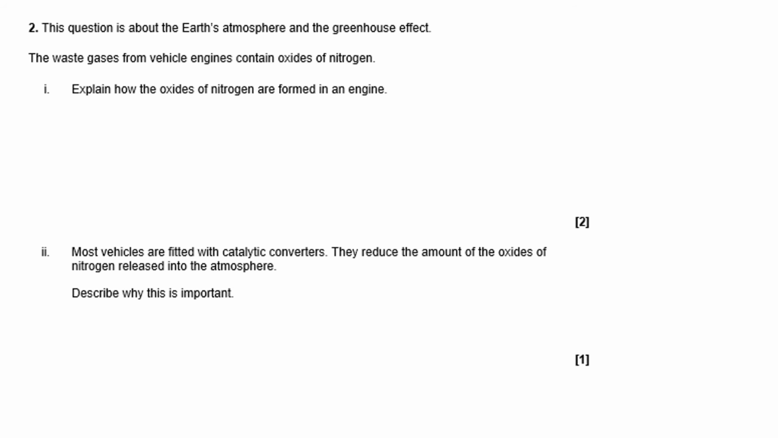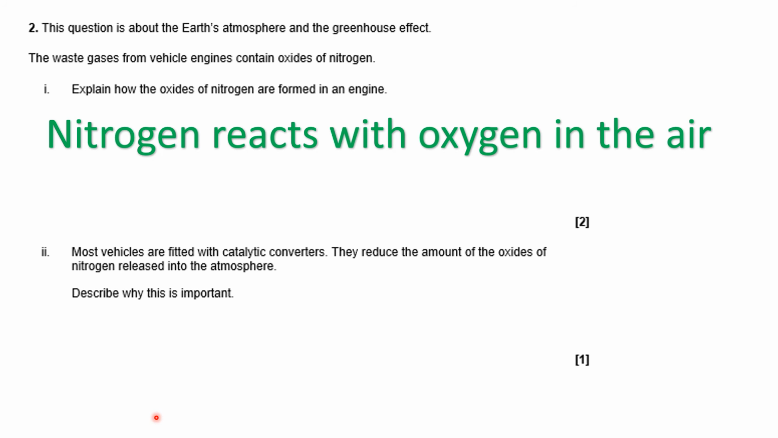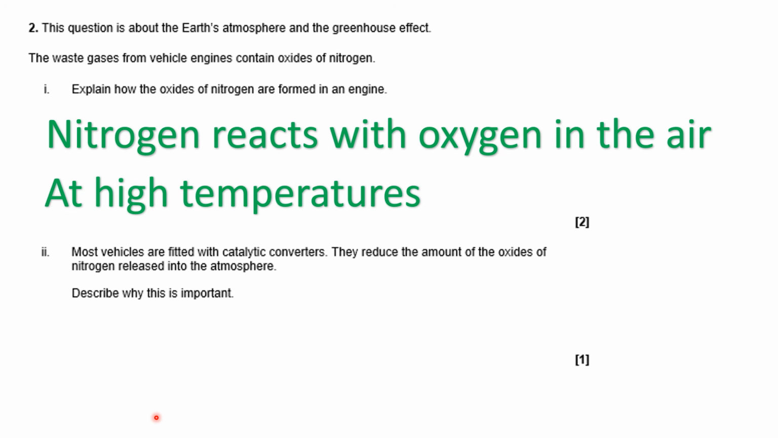Okay, so it says explain how the oxides of nitrogen are formed in an engine. So what they're looking for here is that the nitrogen reacts with the oxygen in the air, and that is done at high temperatures. If you remember, I said nitrogen is relatively inert and it needs a high temperature for it to react with anything. Okay, and then it says most vehicles are fitted with catalytic converters. They reduce the amount of oxides of nitrogen released in the atmosphere.